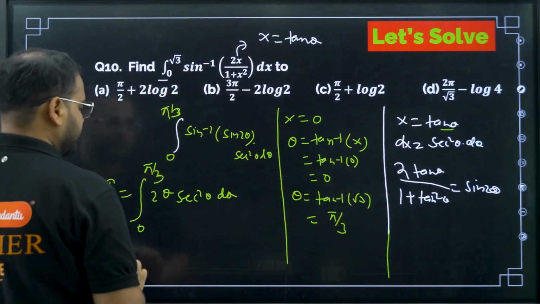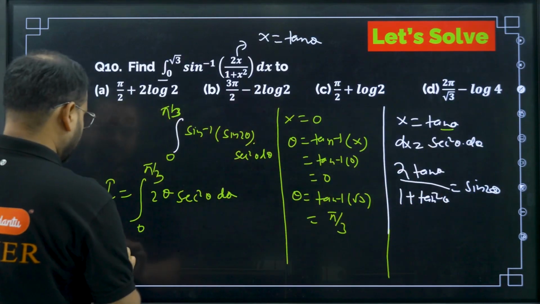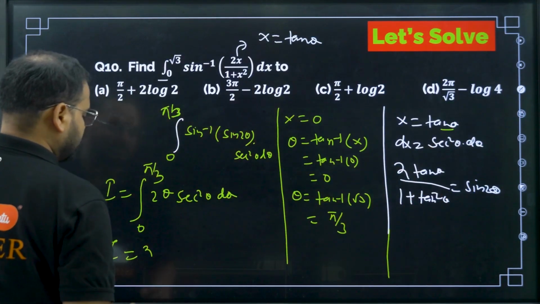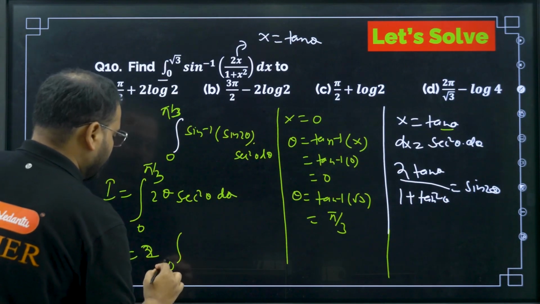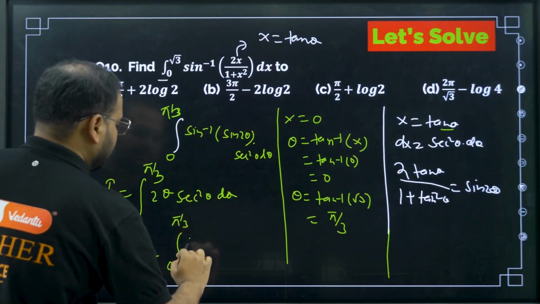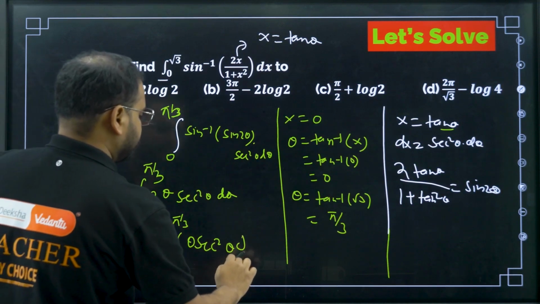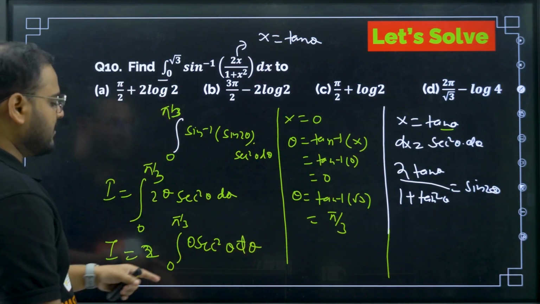Have a look. One second. Take 2 outside. So I equals to what? 2 outside, from 0 to pi by 3. How much is that? Theta sec square theta d theta. Yes or no? Sec square theta d theta.